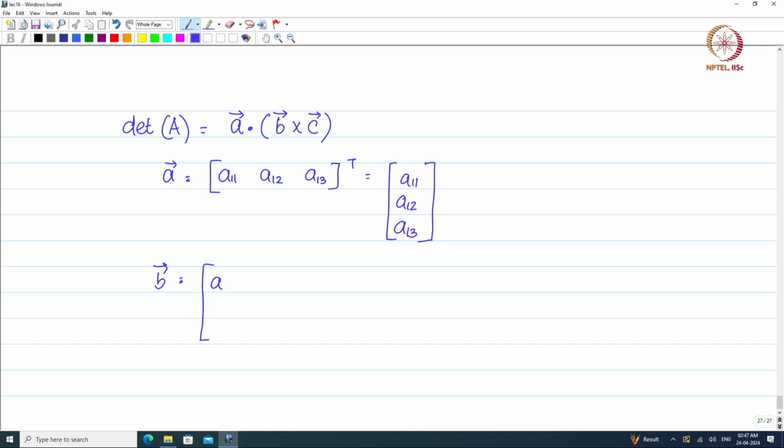So, let me take this A11 A12 A13, the vector B is going to be A21 A22 A23, and the vector C is going to be A31 A32 A33, right. This is what we are going to have. So, this is basically the volume of the parallelepiped.